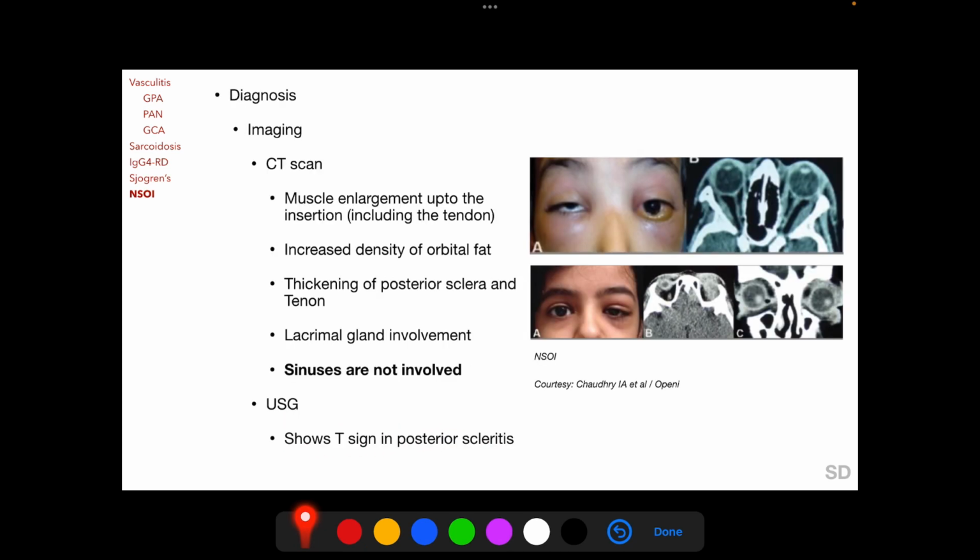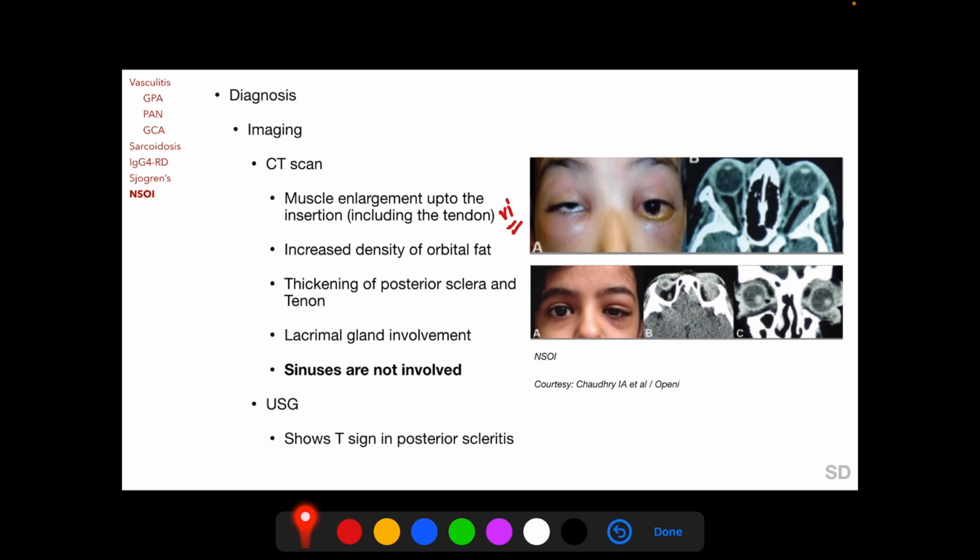The findings on imaging depend on the type of orbital tissue involved in NSOI, and since orbital myositis is the most common form of NSOI, in most patients we find muscle enlargement, and the muscle enlargement is up to the insertion of the muscle, including the tendon. This is a very important differentiating feature from thyroid orbitopathy, in which characteristically the tendon is spared. So here we see enlargement of the muscle belly as well as enlargement of the tendon.